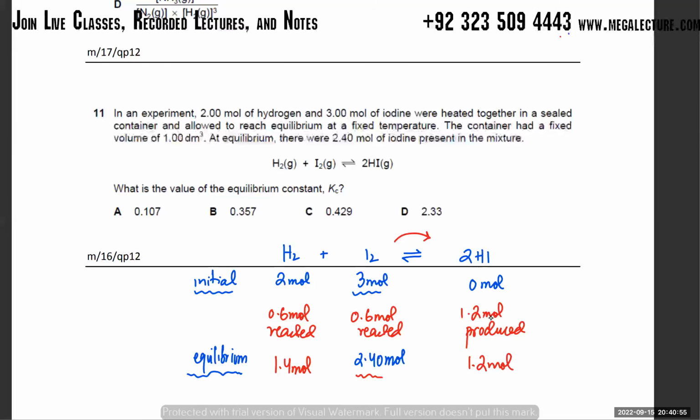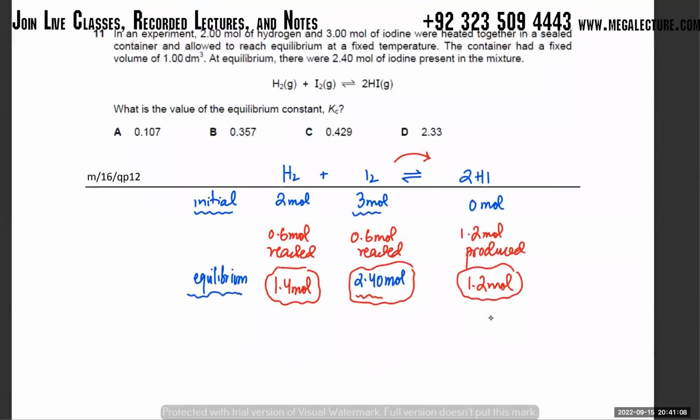So you finally figured out the equilibrium moles. The concentration is going to be the same because it's a 1 dm cube container, so dividing by 1 will pretty much give you the same value. What is the Kc expression over here? The Kc expression will be HI concentration squared, and H2 concentration divided by I2 concentration. So it's going to be 1.2 squared divided by 1.4 times 2.4.